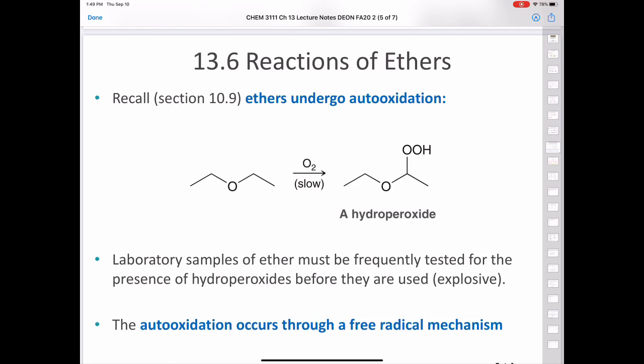Another reaction of ethers is called autooxidation. And basically what happens is if you take an ether like diethyl ether, and if you let it be exposed to oxygen from the air, over time it's going to form what's called a hydroperoxide that's shown here on this slide. And so laboratory samples of ether have to be frequently tested for the presence of hydroperoxides before they get used, because hydroperoxides are in fact explosive, and we try to avoid explosions in the organic chemistry lab. I'm not going to quiz you or ask you any exam questions about autooxidation, but you should know that it occurs via a free radical mechanism.